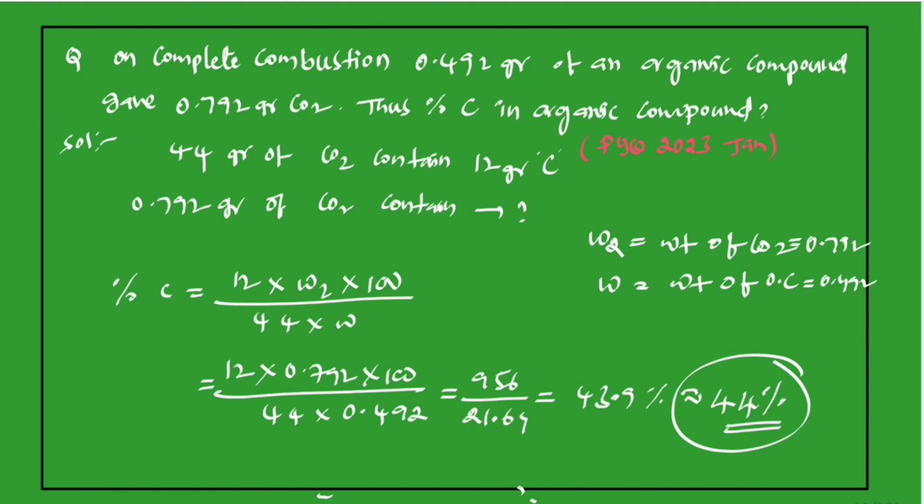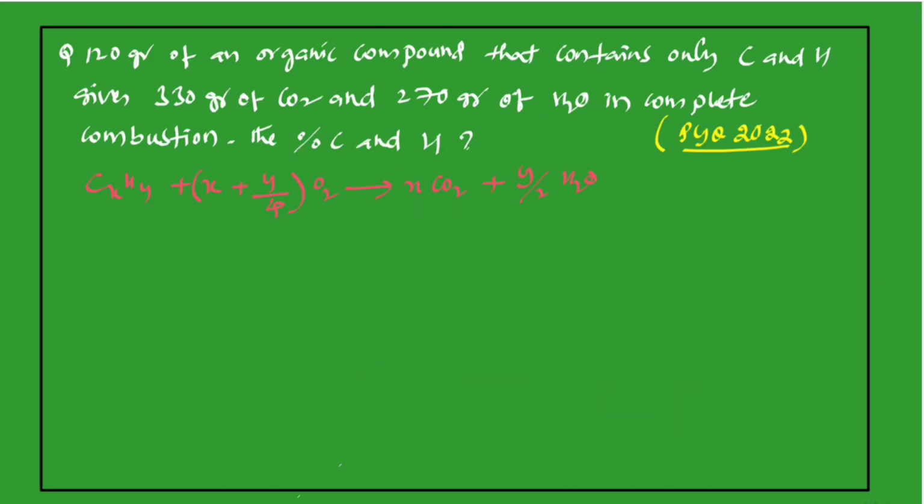Let's move on to the next problem. Have a look at the problem. 120 grams of an organic compound that contains only carbon and hydrogen gives 330 grams of CO2 and 270 grams of H2O on complete combustion. Then calculate the percentage of carbon and the percentage of hydrogen.